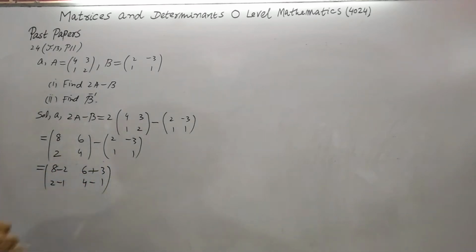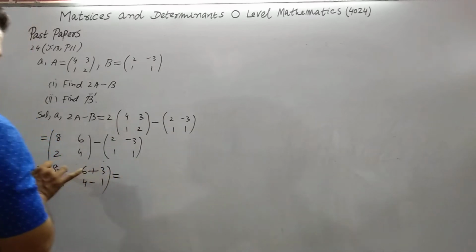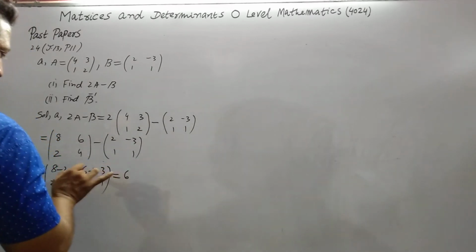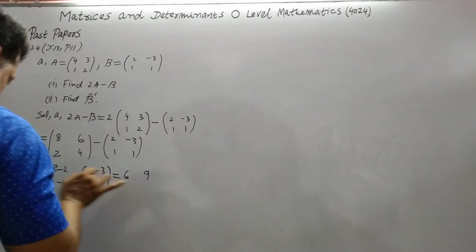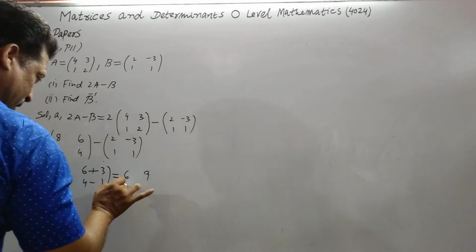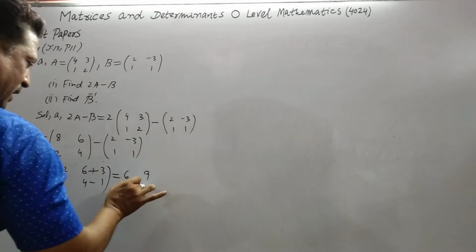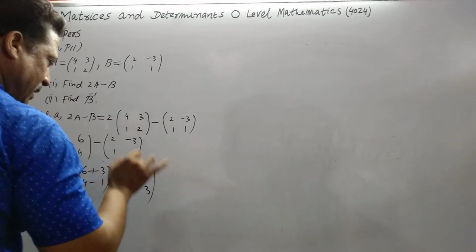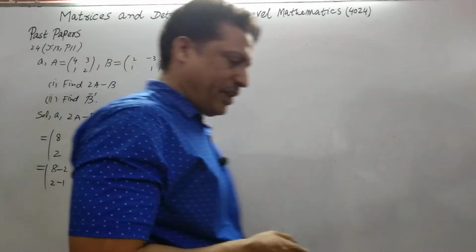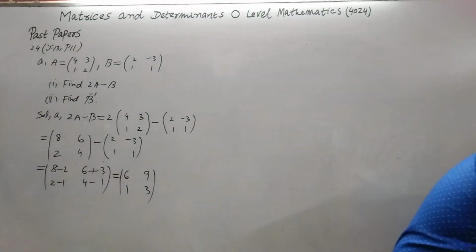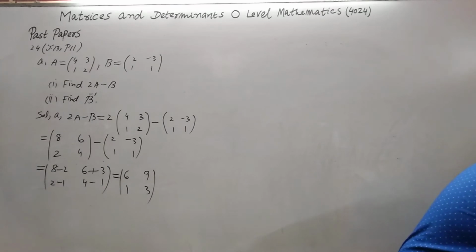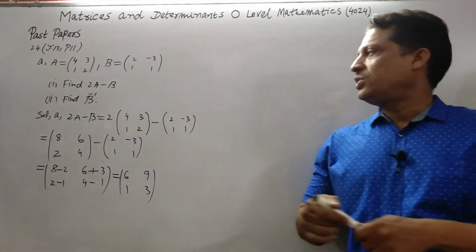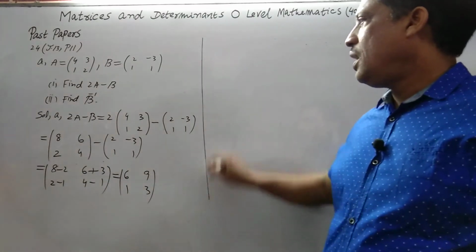And finally, the final answer is 8 minus 2 is 6, 6 plus 3 is 9, 2 minus 1 is 1, 4 minus 1 is 3. Answer is 6, 9, 1, 3. I hope you understand how we calculate this. The next step, the next part, is part 2.